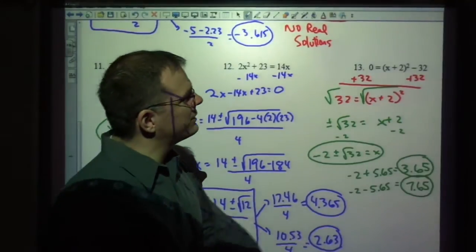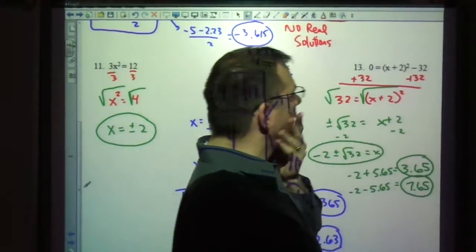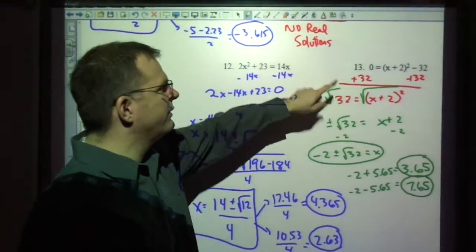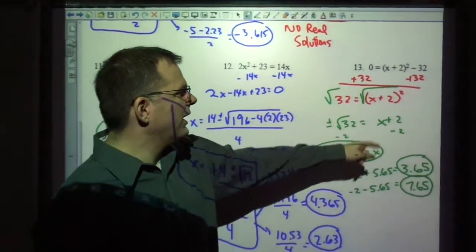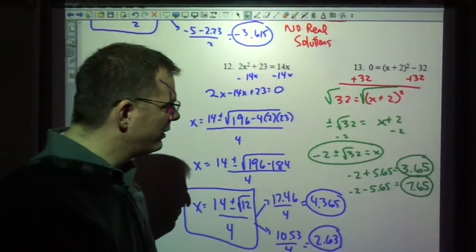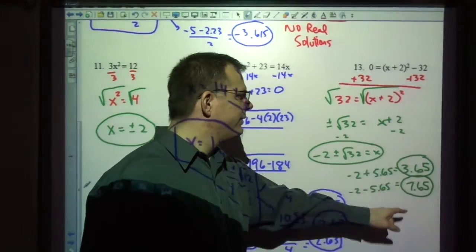The last one is in vertex form right now. So I'm just going to add the 32, take the square root of both sides, subtract the 2, and I get negative 2 plus or minus square root of 32. Decimal equivalent, 3.65 and 7.65.